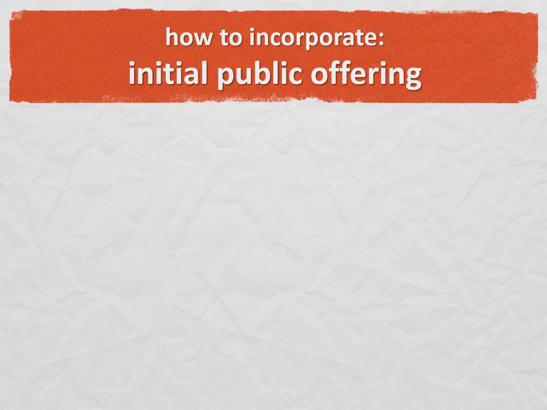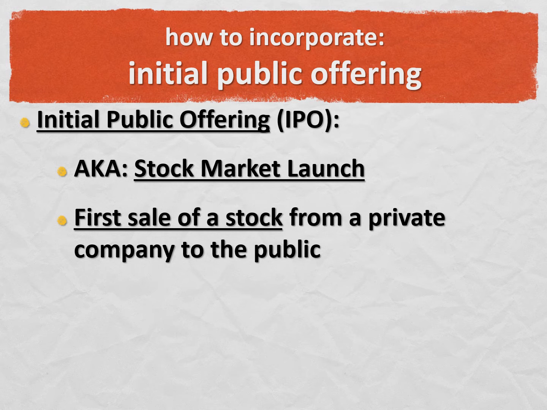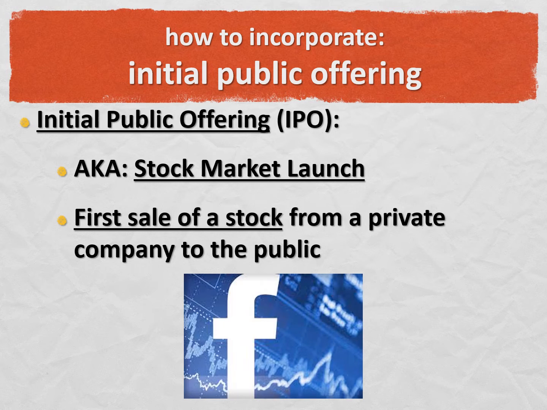All right, this is one way how you can incorporate. You don't have to have an initial public offering, but you can have one. So an IPO, or initial public offering, is the launch of your stock onto the stock market. It's the first sale of stock from a private company to the public, and it's one way that you can incorporate.